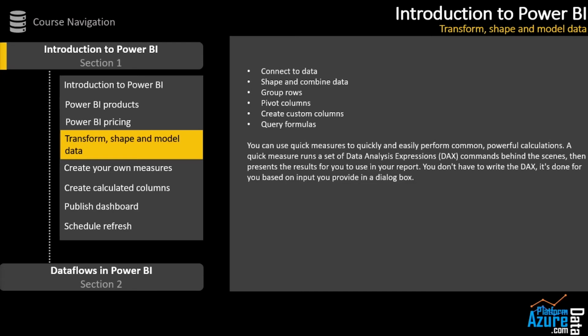So many other things are there. We'll show you one by one. You can group rows, you can pivot columns, create custom columns, query formulas. All these things help you in transforming and shaping the data. You can use quick measures to quickly and easily perform common powerful calculations. A quick measure runs a set of Data Analysis Expressions.